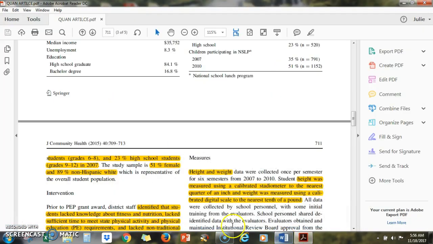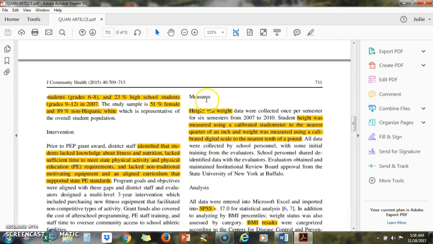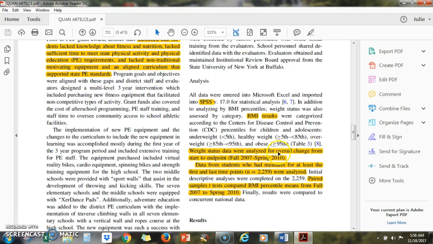So let me go back to this. And the reason I knew this, because there's a thing about height and weight, is there's a little section called measures, and it talks about how the height, right here, the stadiometer, and then the digital scale. So I just pulled that data over.